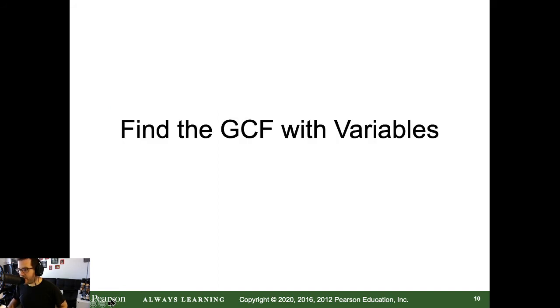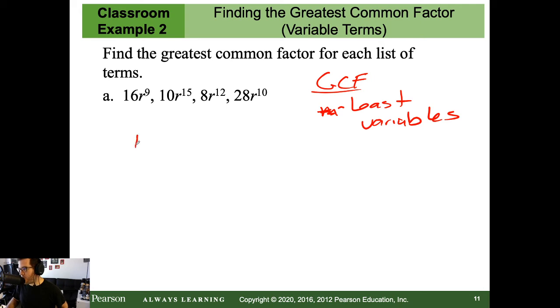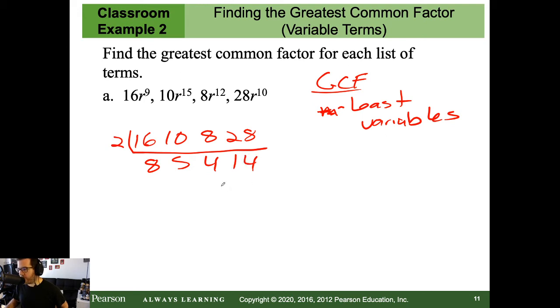Now, let's talk about variables. When we're talking about the GCF of this, we want to pick the one with the least variables. So we can figure out our number first. If I look at this, I notice they're all even. 8, 6, 4, 14. That's it. So 2 is my GCF for my numbers.